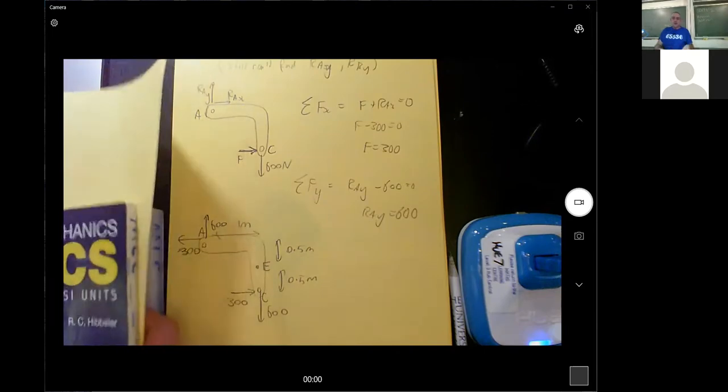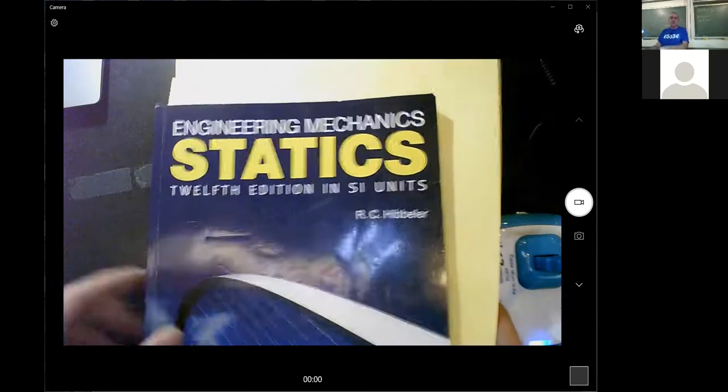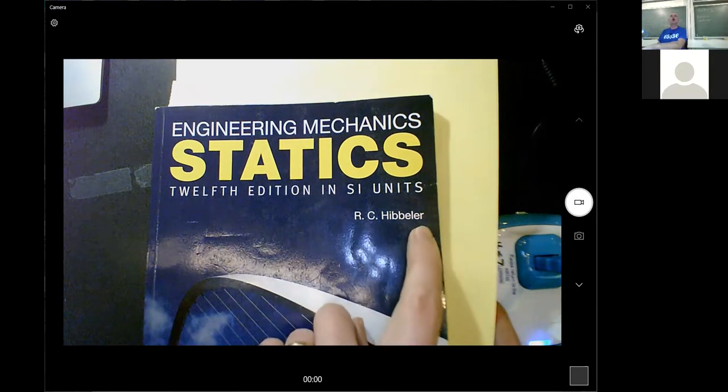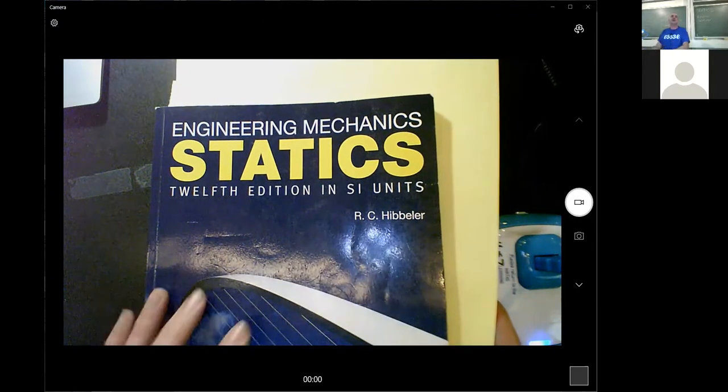While you're at it, Engineering Mechanics: Statics by R.C. Hibbeler, in case you were wondering.